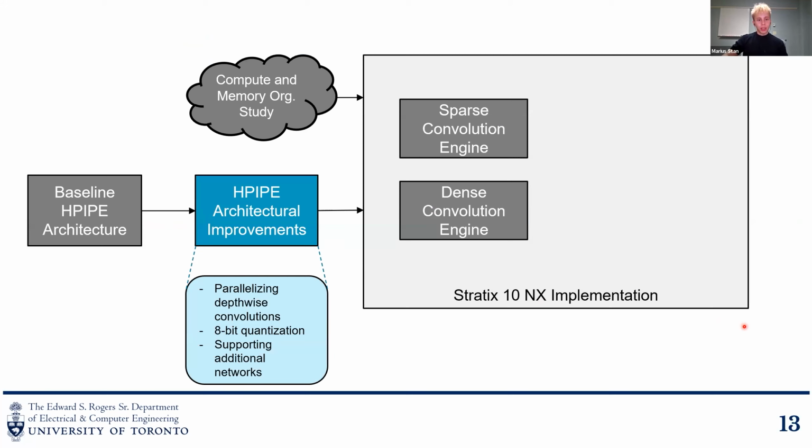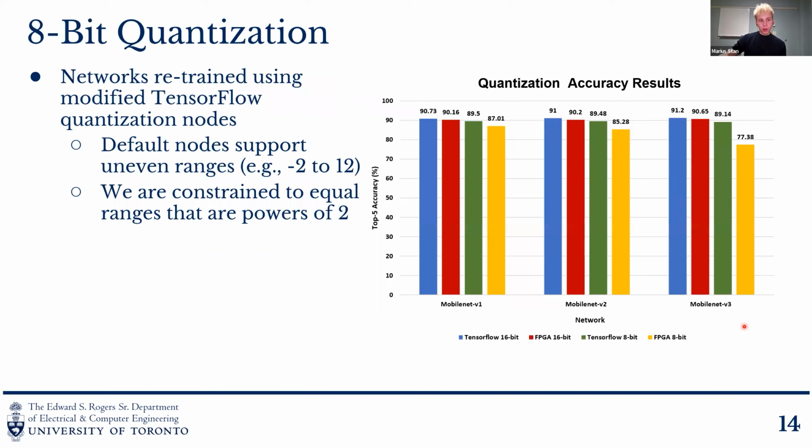Next, jumping into some architectural improvements we made to this convolution engine and HPIPE as a whole before implementing our design on the Stratix 10 NX. The most important of these changes is 8-bit quantization. Our original HPIPE design was essentially tailored for 16-bit values. It could theoretically support 8-bit values, but not without a major accuracy drop. One of the main things we implemented here was 8-bit training, as we found that quantizing directly from a 16-bit trained network produced some major accuracy drops that couldn't really be fixed in hardware alone.